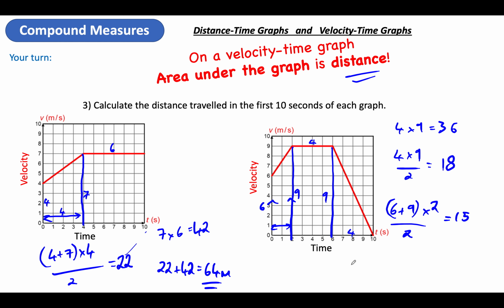And my distance is then the adding up of all those different parts of the area under the graph. So 36, plus 18, plus 15 is 69. And we're working in meters, so this is 69 meters. On a velocity time graph, the area under the graph is the distance.